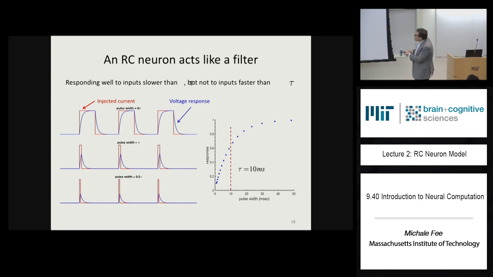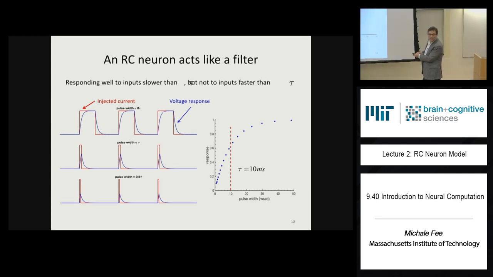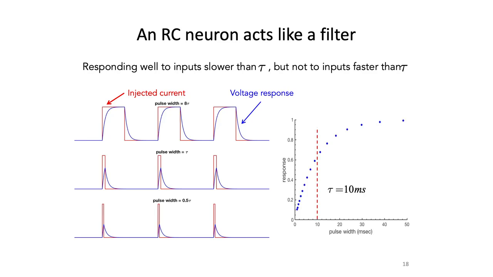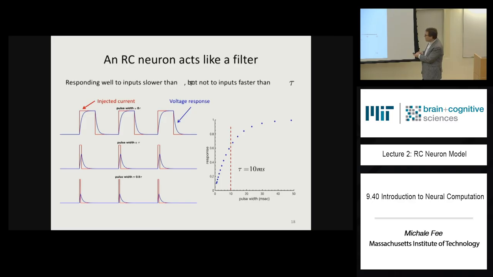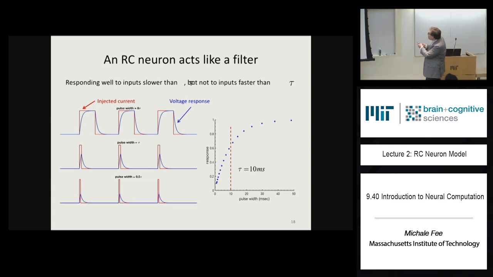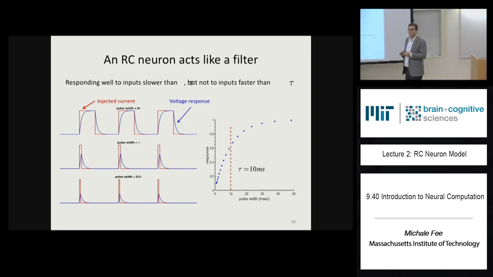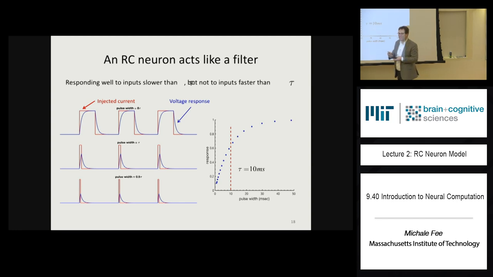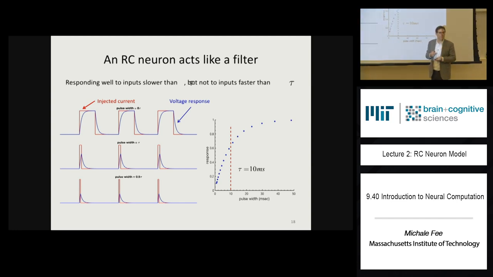But now let's make really short pulses that are much shorter than tau. You can see that the voltage starts relaxing toward V infinity, but it doesn't get very far. And all of a sudden, the current's turned off, and it relaxes back. And so you can plot the peak voltage response as a function of the width of these pulses. And you can see that for long pulses, it responds very well. But for short pulses, it barely responds at all. And that's called a low-pass filter. Okay, it responds well to slowly changing things, but barely responds to rapidly changing things. So it's passing low frequencies, low-pass filter. Okay?